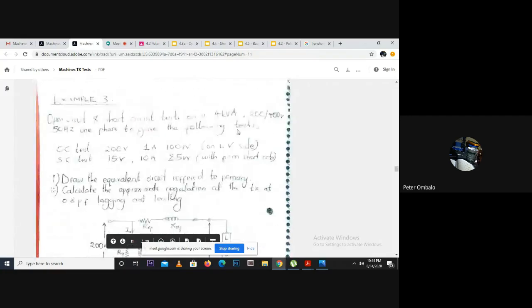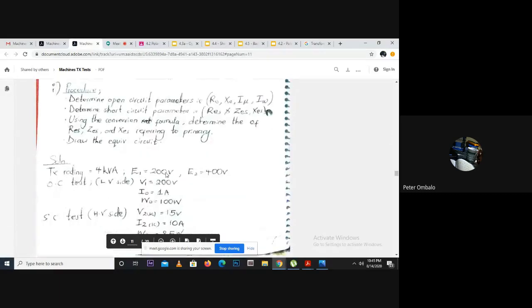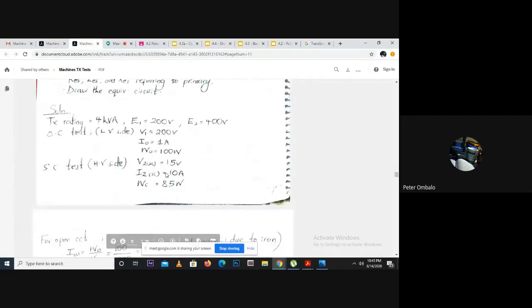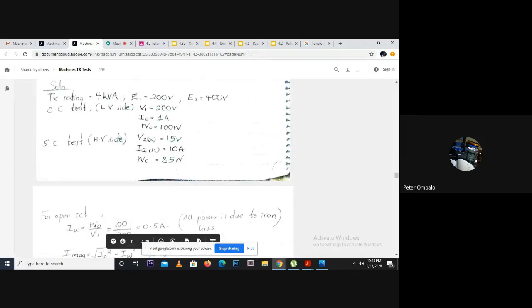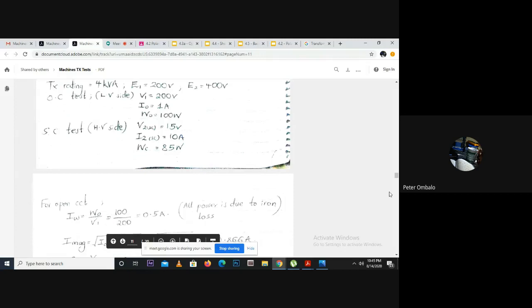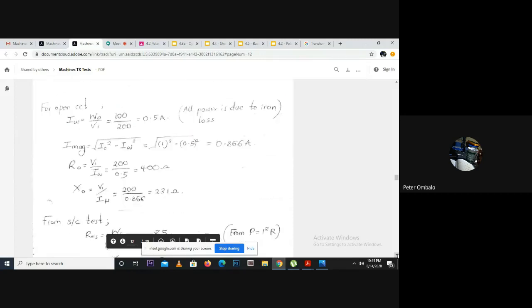Because the transformer here is a step-up transformer, we are going to conduct the short circuit test on the secondary, because that's the high voltage side. So we'll have to convert the components of the short circuit test into primary, because you want the equivalent circuit as referred to primary. We have all that. These are just what we have been given.